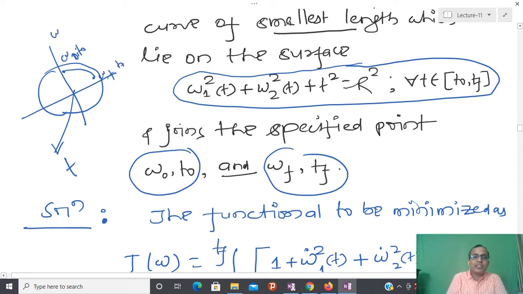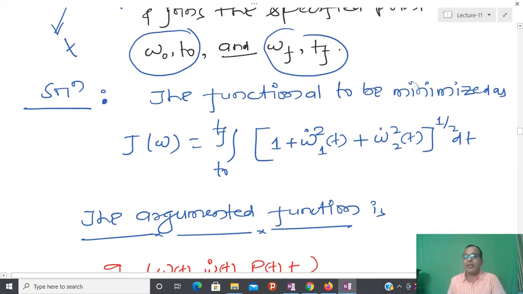So omega 0 is nothing but omega 10, omega 20. Similarly, omega f is omega 1f, omega 2f. So I have things like omega 1f or omega 2f. Due to that reason, this constraint is called a point constraint. Now let us try to see how to approach this problem.